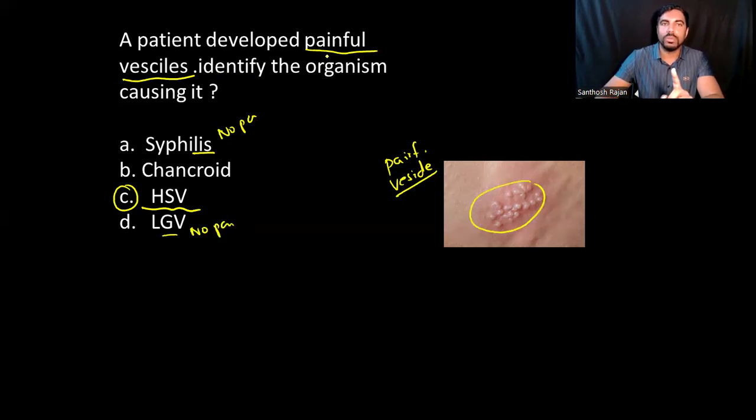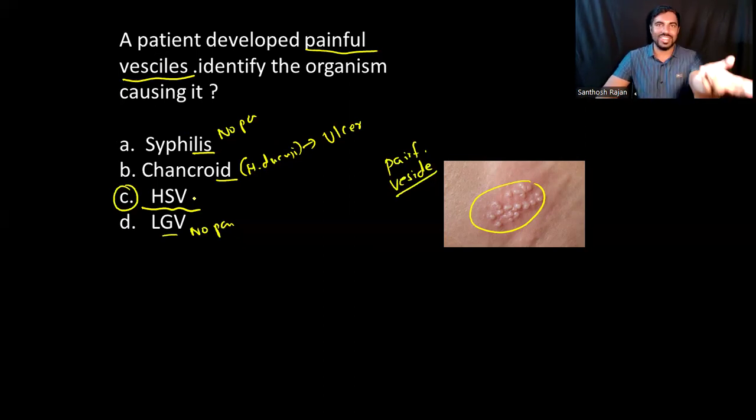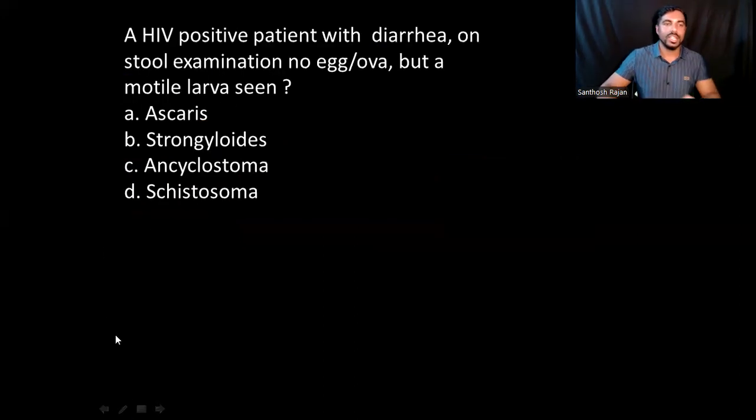Now, the vesicle is one clue. Even chancroid, caused by Haemophilus ducreyi, can also cause pain, but that is more of an ulcer, not a vesicle. So the answer is herpes simplex virus. On a Tzanck smear, you see a beautiful multinucleated giant cell. Okay, yes. Now next one.